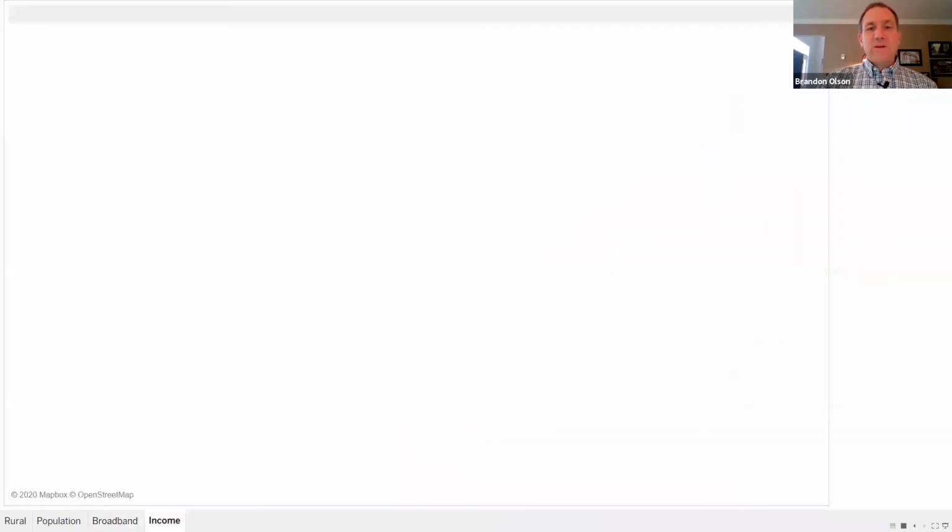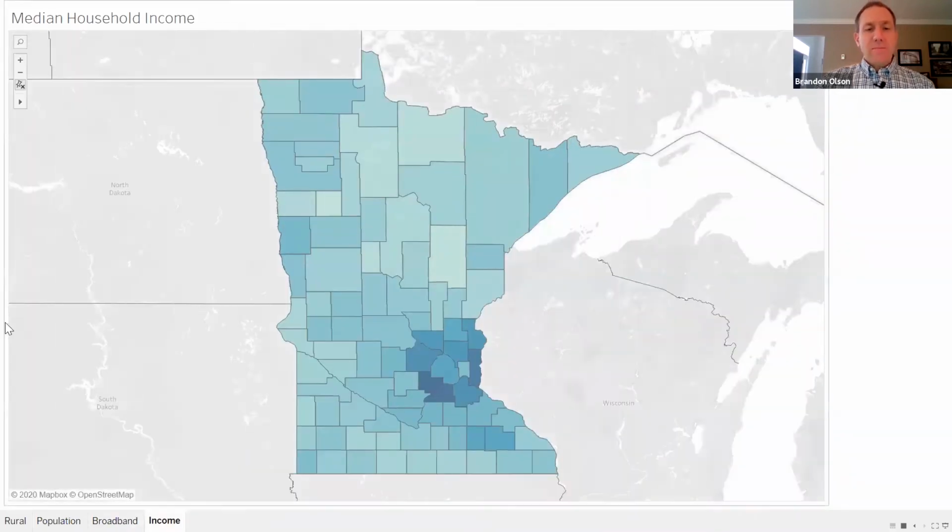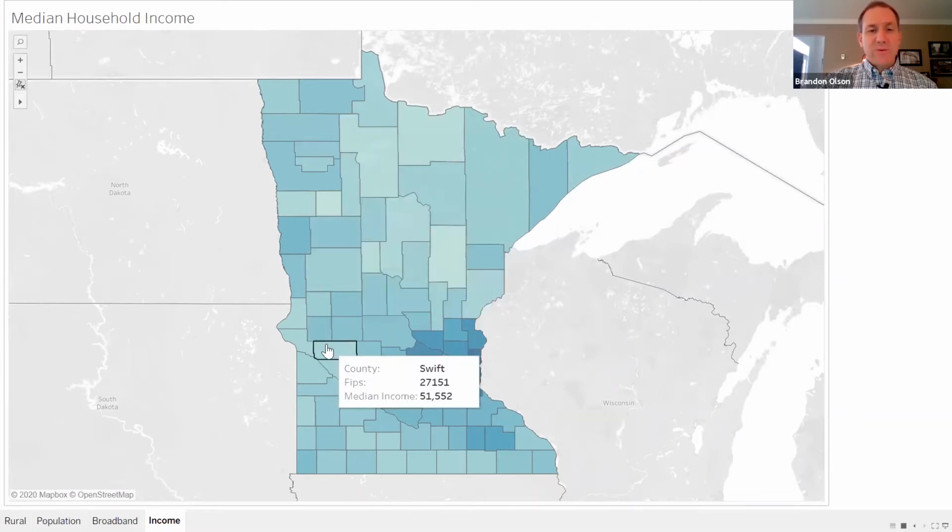And then finally, taking a look at income. And income, this is the median income for each county. And you can see in the Twin Cities metro area that is higher. And then in rural Minnesota, it's not quite as high as it is in the Twin Cities. But you can see that there are some differences between rural Minnesota and the metro areas.